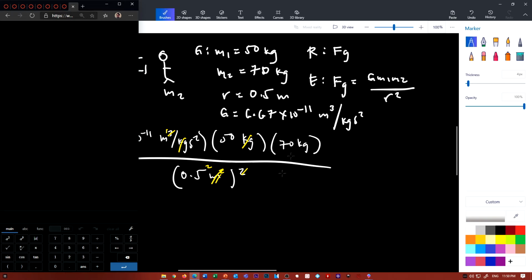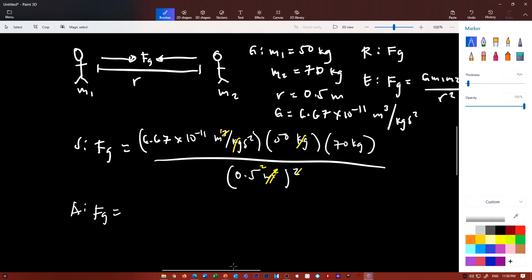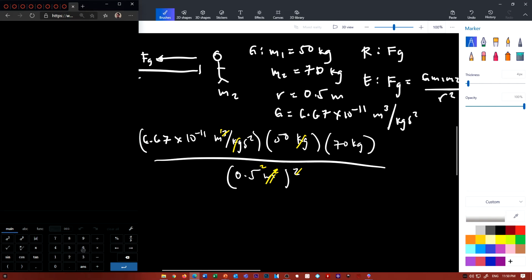So we have, let's move this so we could see it. So we have, let's write the fraction. So that's 6.67 times 10 raised to negative 11. Okay, and let's put that inside the parenthesis. Then we have 50. Okay, then we have 70 all over 0.5 to be squared, of course. There. So what's our answer?